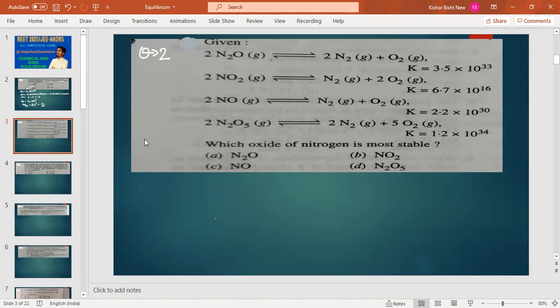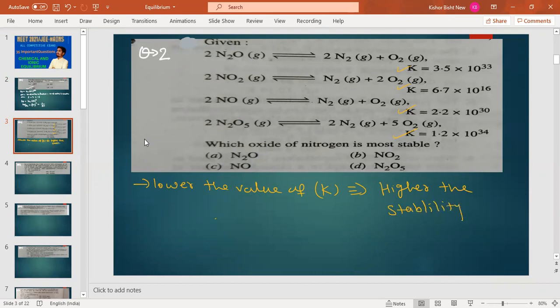Given that all are the equilibrium equations, and here the K values are given. The equilibrium constant K value is given for each reaction. So then he is asking which oxide of nitrogen is most stable. So you remember that lower the value of equilibrium constant यानी कि K implies higher the stability of reactant.